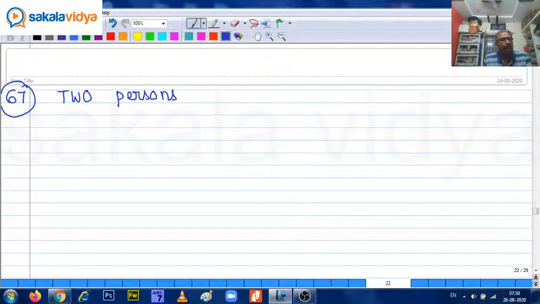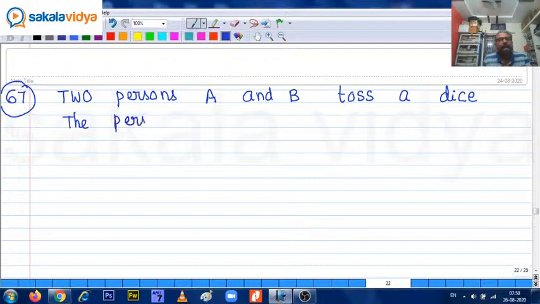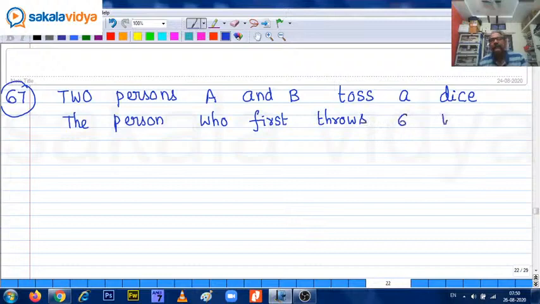Two persons A and B toss a dice. The person who first throws 6 wins.